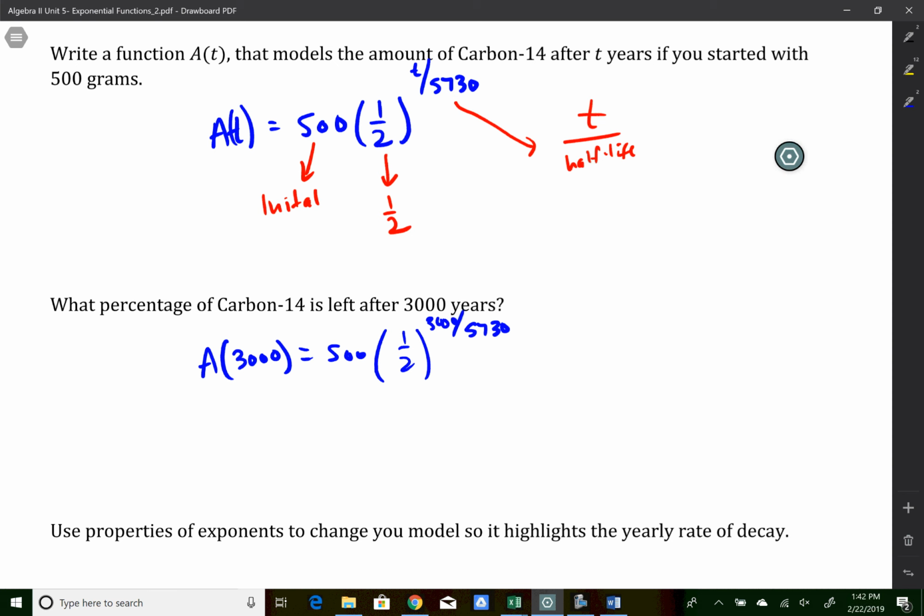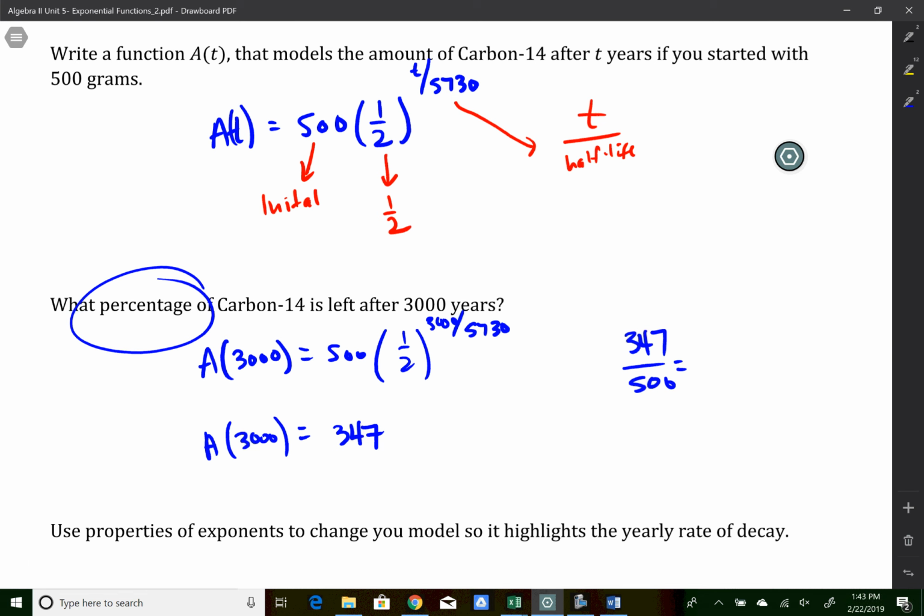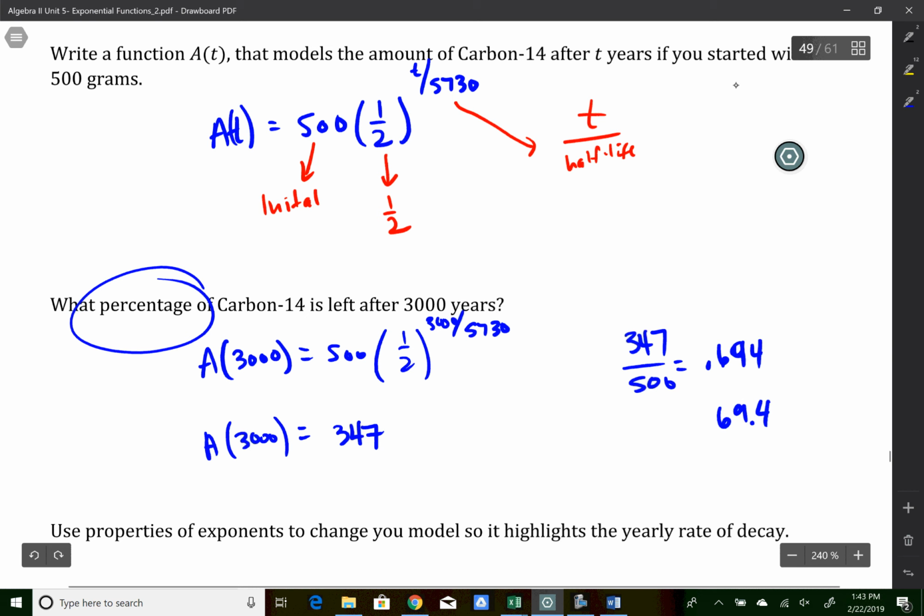So if I do that, I wind up getting the value of A of 3,000 is equal to 347. Now it says what percentage is left. So if I take 347 and divide it by the original sample of 500, right? So if we do 347 divided by 500, we get 0.694, or about 69.4% left.